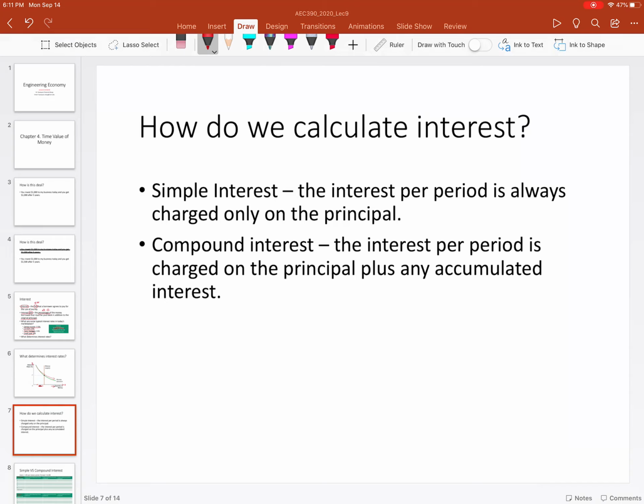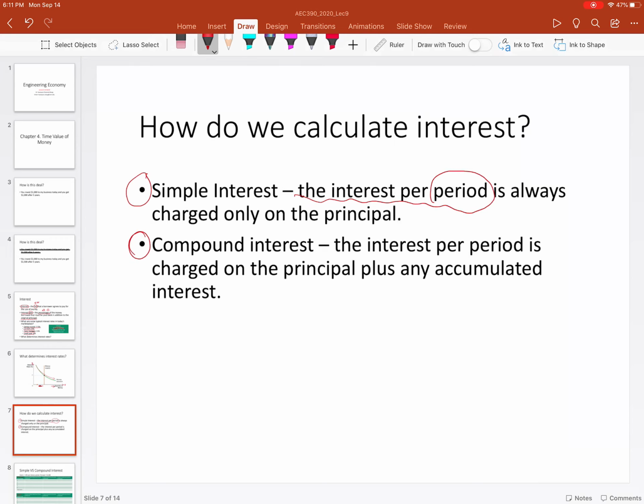Then the question comes to, how do we calculate interest? If interest is so important, how do we know what the interest is? That's very important. So we have two ways to calculate that. The first type, I should say, we have two types of interest. One type is simple interest. Another type is called compound interest. The difference: simple interest means the interest per period.